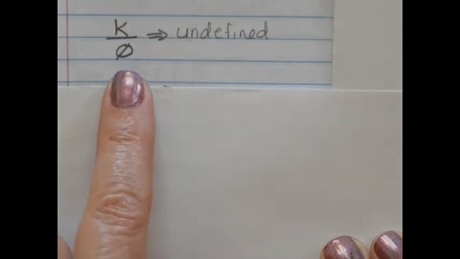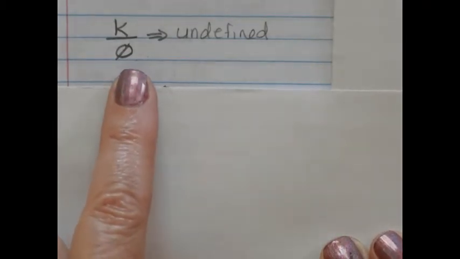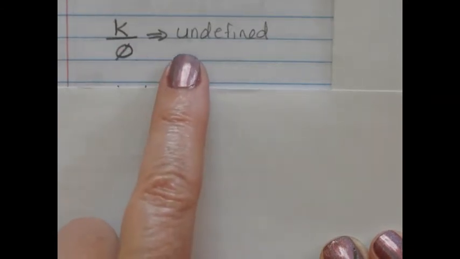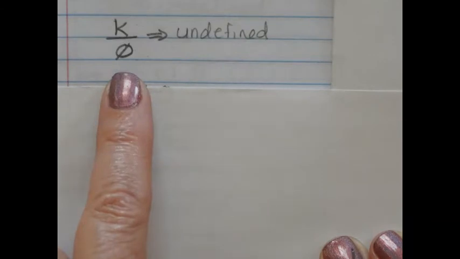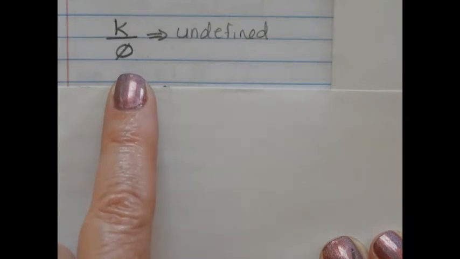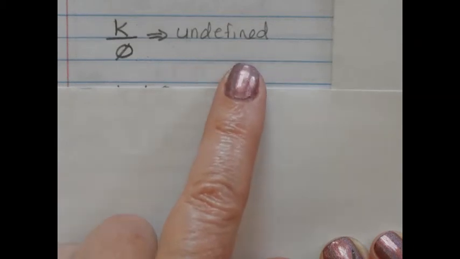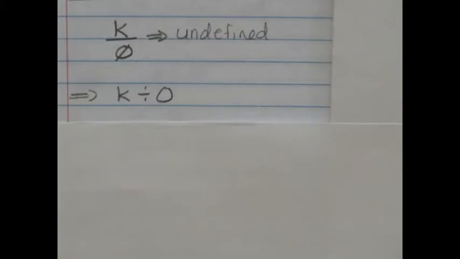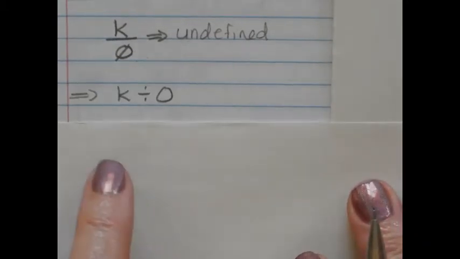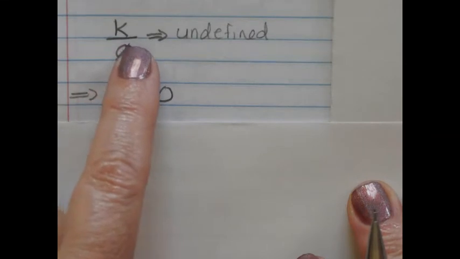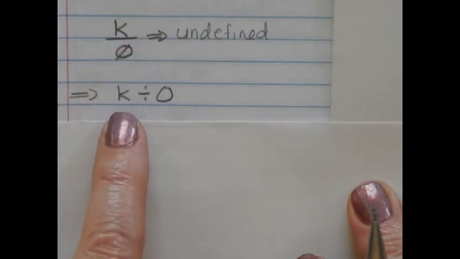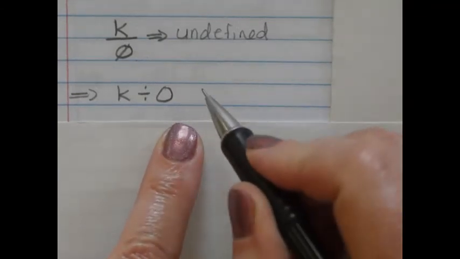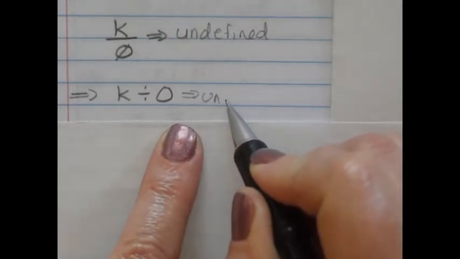Now, one of my students told me a long time ago that if 0 is under the division symbol, they called it underfined. Now that's really cute. That will help you to remember undefined. So under, underfined, undefined. Again, if we were to write this in terms of the way that we read this, this is k divided by 0. K divided by 0. Notice it still spells K-O. This is still undefined.